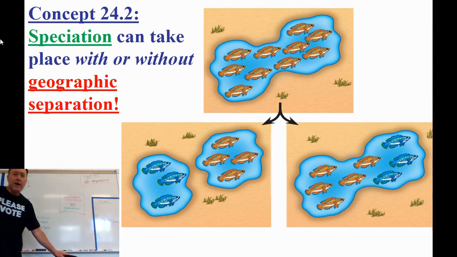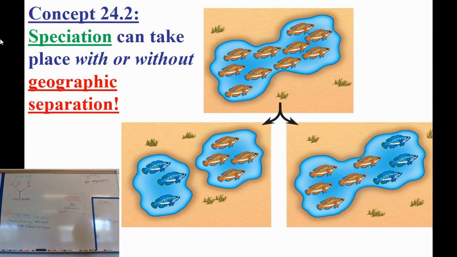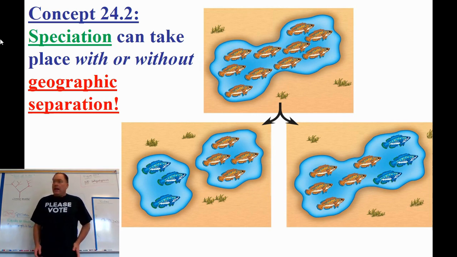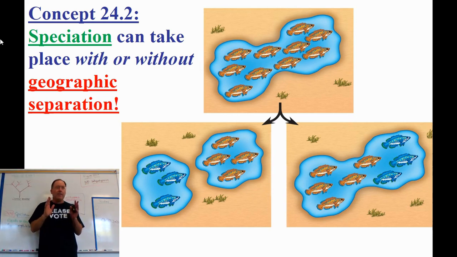Speciation can take place with or without geographic separation. Think about speciation: the divergence of two groups of populations from one original species, and then eventually they become so different that they can no longer reproduce and have fertile, viable offspring. You can see in this picture there's a lake, and on the left side there are two populations, and there are also two populations on the right, but the difference between the two is geographic isolation. You can see that sandbar between the two lakes on the left side.